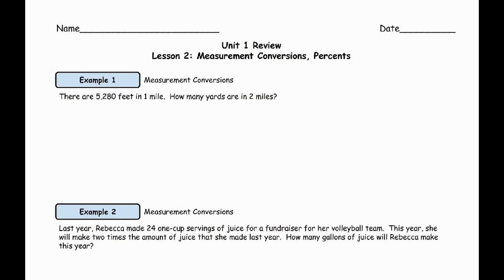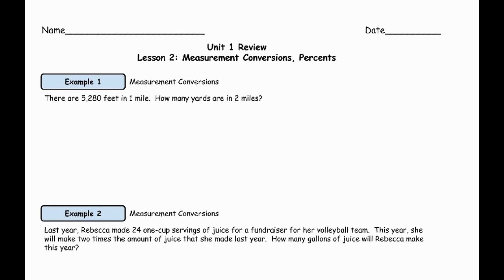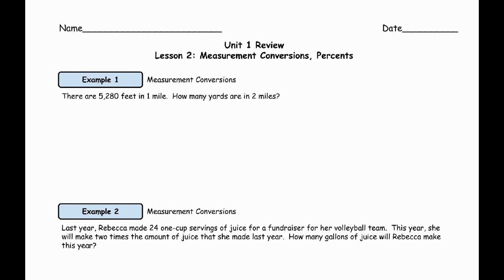Example 1, measurement conversions. There are 5,280 feet in 1 mile. How many yards are in 2 miles? Well, our first task is to convert our 5,280 feet to yards, and then we can work from there.